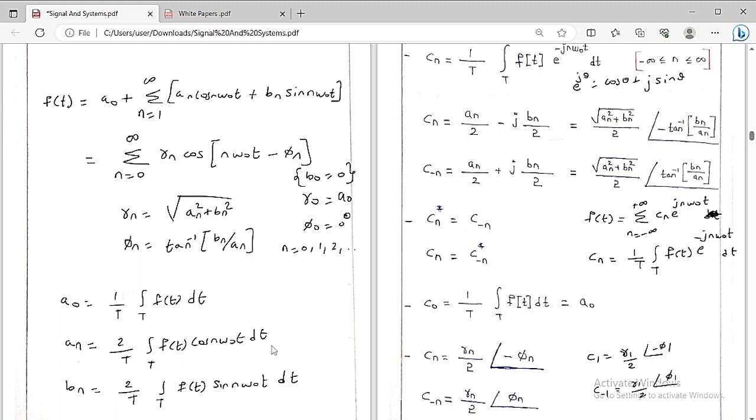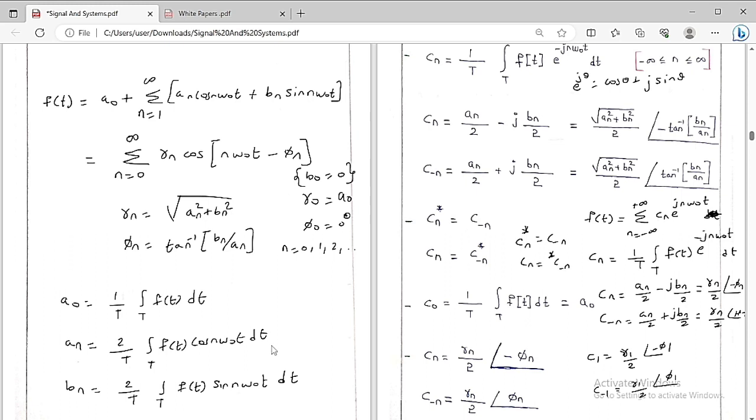And if you expand, I already told you Cn is nothing but an by 2 minus j bn by 2. If you simplify, we get Rn by 2 at an angle of minus phi n. And C of minus n is nothing but an by 2 plus j bn by 2, which is Rn by 2 at an angle of plus phi n. One is the conjugate of the other. Therefore we can say Cn conjugate is C of minus n, or Cn is equal to the conjugate of C of minus n. So anything, one is the conjugate of the other.